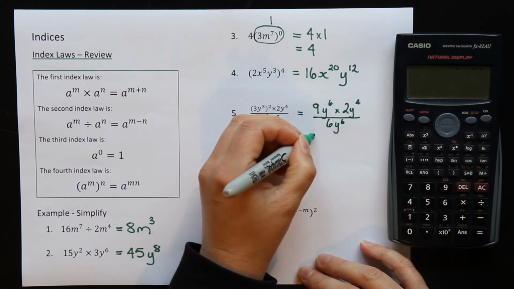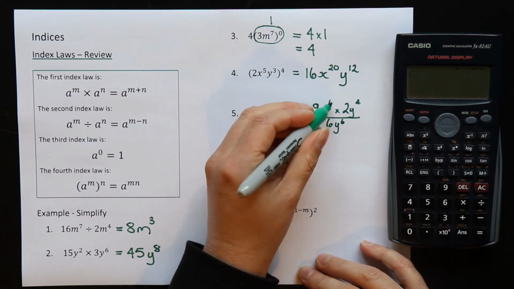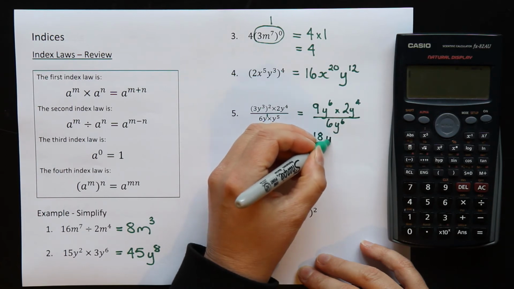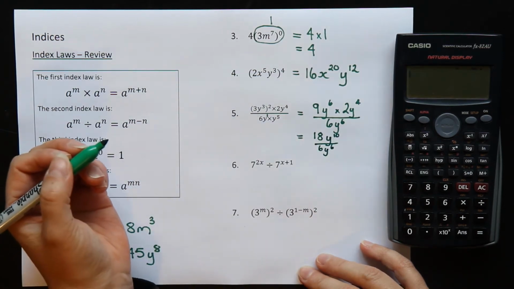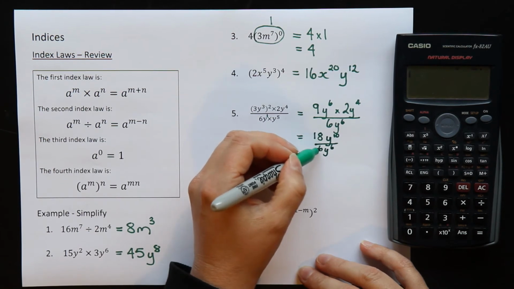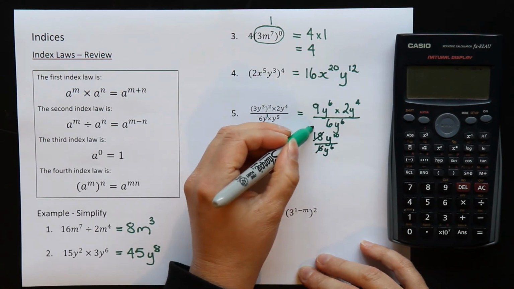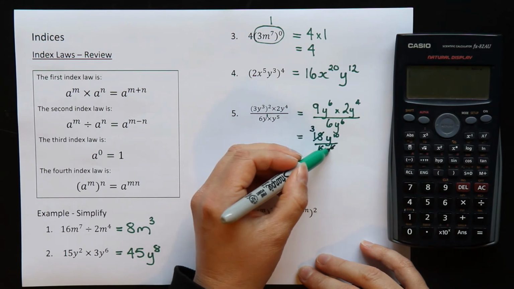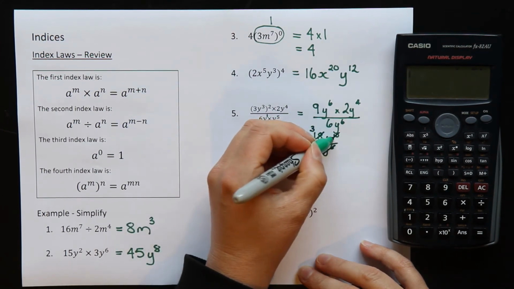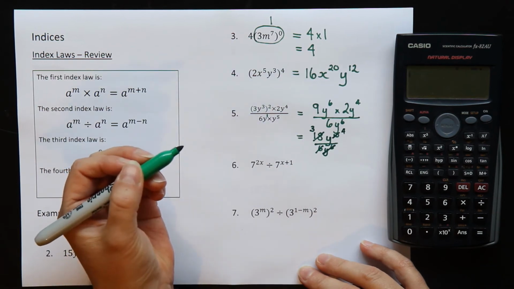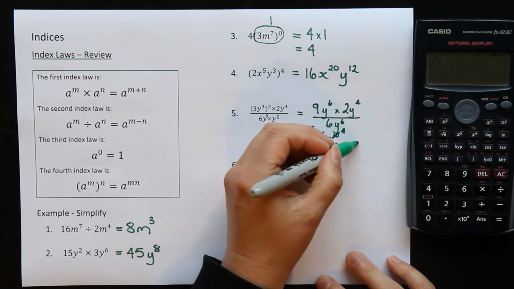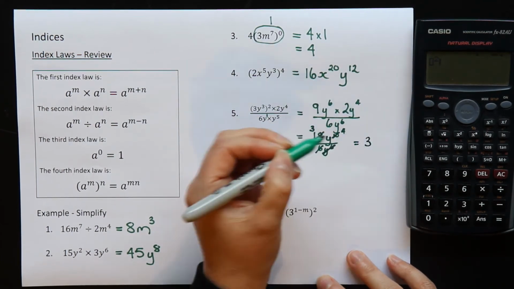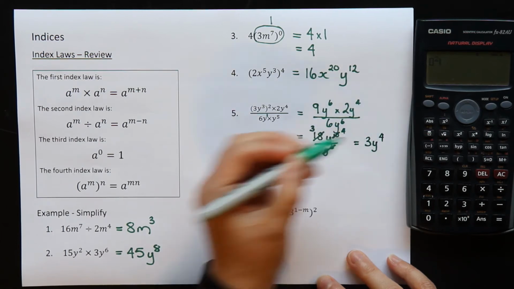9 times 2 is 18. Y to the power of 6 times y to the power of 4, we want to add those powers there, which makes 10, over 6y to the power of 6. Okay, now to cancel off. 18 can be divided by 6. It goes 3 times. And I could cancel the 6 y's that are there with 6 of those, giving me 4 left. So my denominator is completely gone. I'll write it on the side here: 3y to the power of 4 remaining.